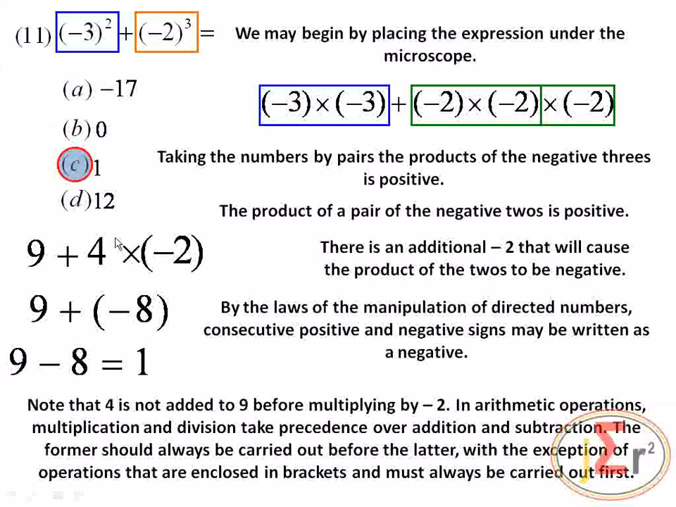So we will multiply first, and then we add or subtract. So if we have a situation with a lot of multiplication, division, addition, subtraction, we will carry out the process of multiplying and dividing first, and then we will add and subtract, of course with the exception of operations that are enclosed in brackets, and those that are enclosed in brackets must always be carried out first.